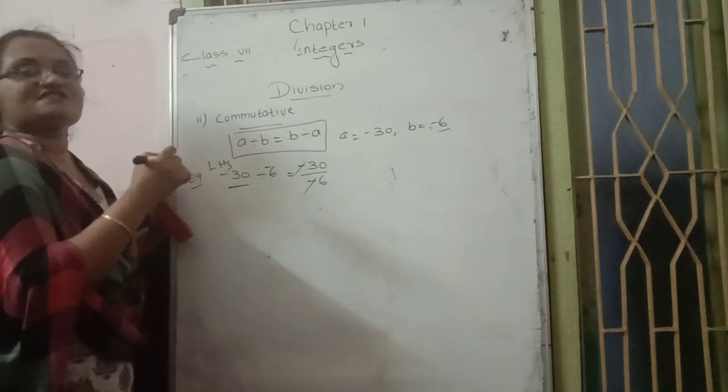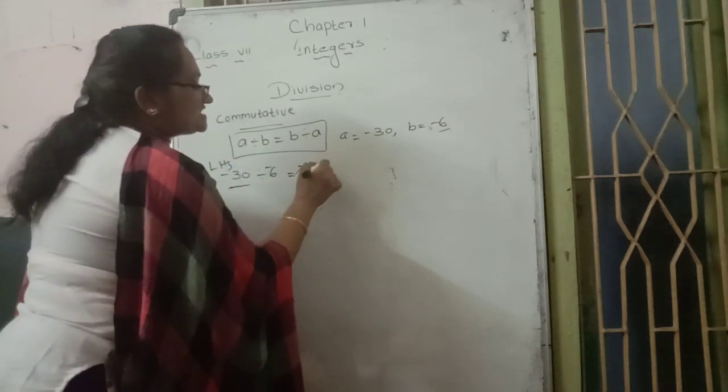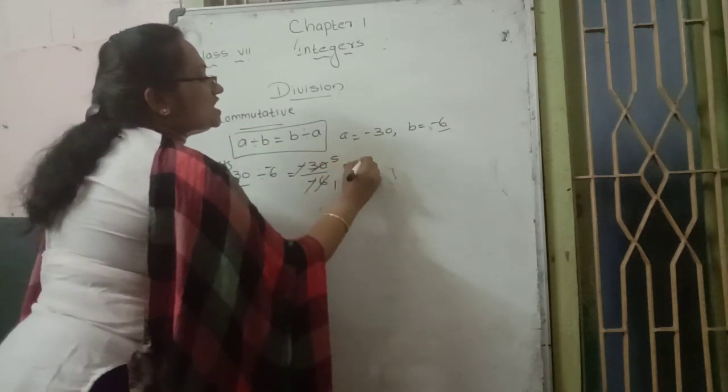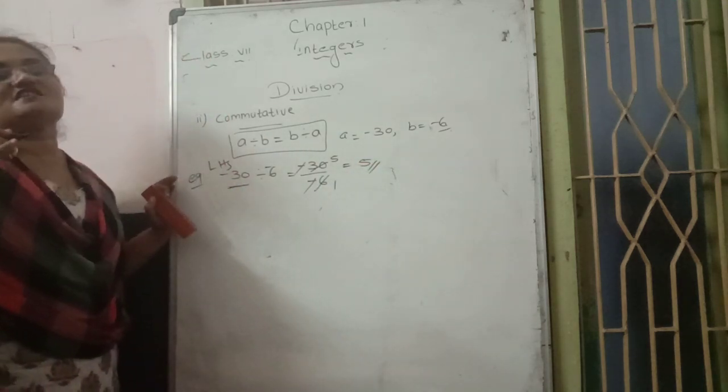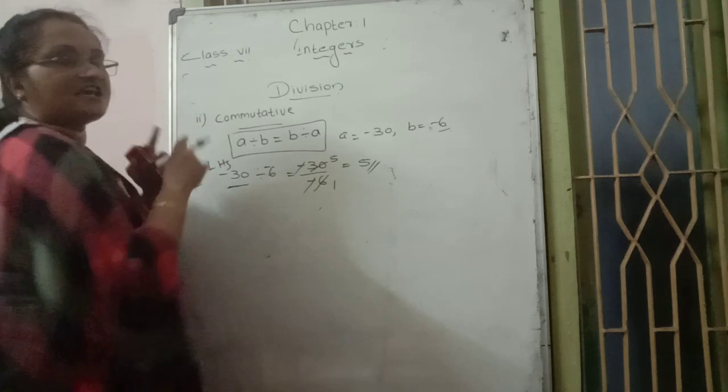Minus change it to plus. 6 table 6, 1 time. 6 table 30, how many times? So what is the answer? 30 divided by 6 means 5 is the answer. That is our left-hand side.